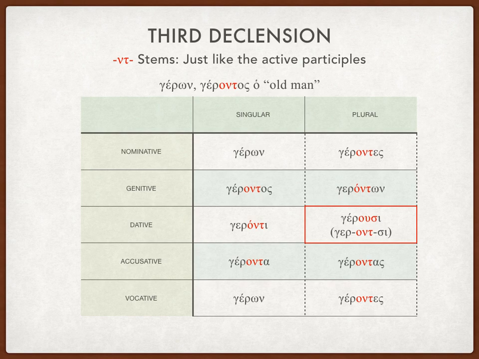Any noun that forms like this, gérōn, gérontos, you'll see a couple others that are like this. Árchōn, árchontos, you'll eventually see, means a ruler, for example. All going to follow this basic pattern, no deviation from this.